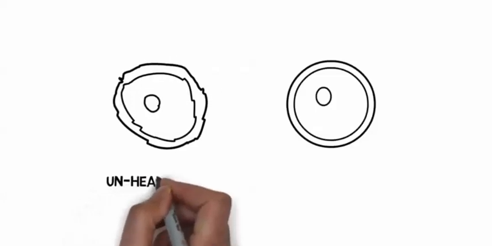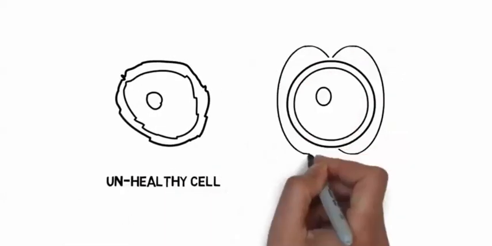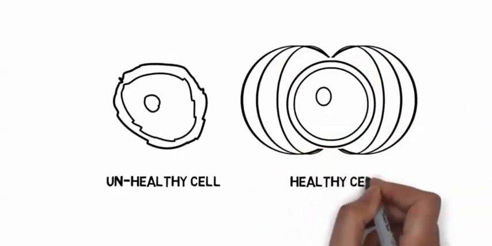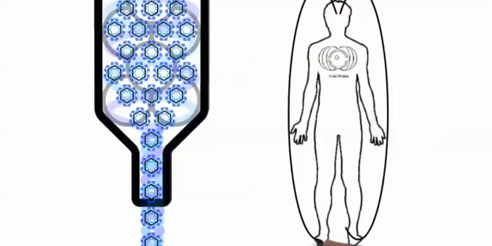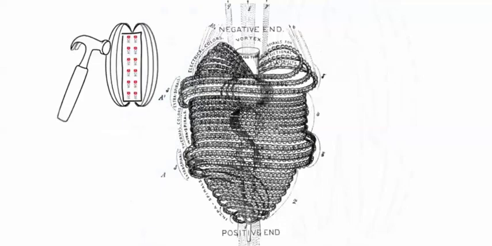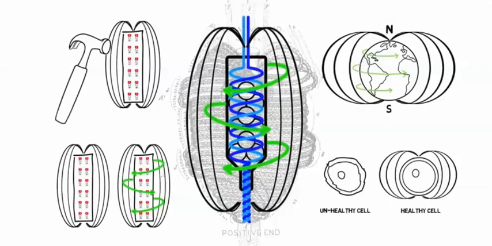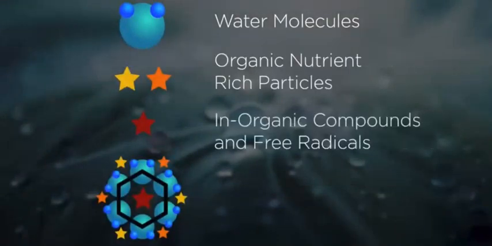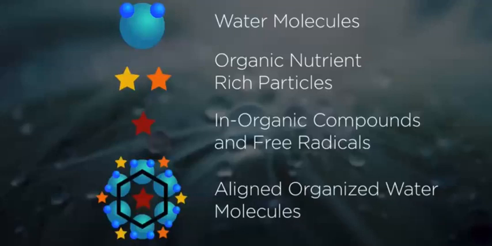The health of a biological cell is largely related to the level of structuring within the water. A healthy cell is comprised of 90% water. A dying cell has less water with a weak field, and a healthy cell has a strong field. This is primarily due to the level of organization of the molecules in the water within the cells. The GDV is a device used to measure the biofield. Water molecules, organic nutrient-rich particles, inorganic compounds and free radicals, aligned organized water molecules.